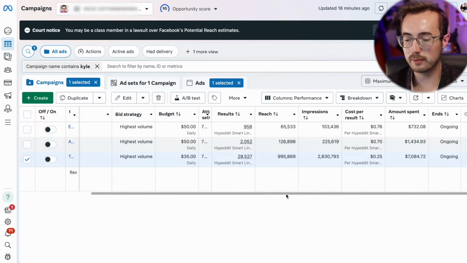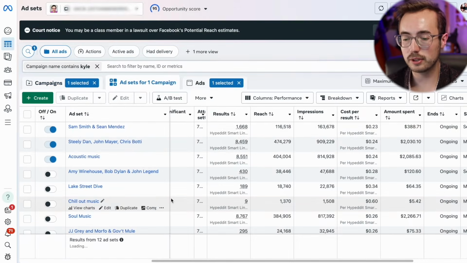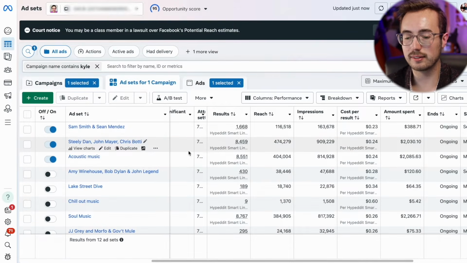And across the lifetime of the campaign, we achieved 28,500 Hypeddit smart link click conversions, and that was at an average of 25 cents per conversion. So by all means, a very healthy campaign, and it spent all of those $7,000 in ad spend very, very effectively. So let's plunge one level deeper into the ad sets.